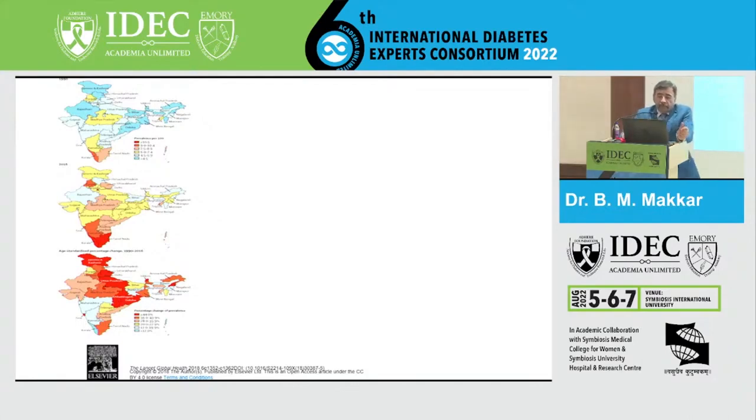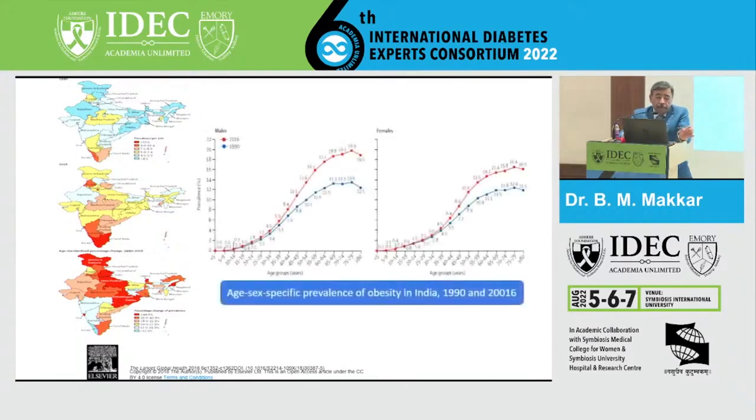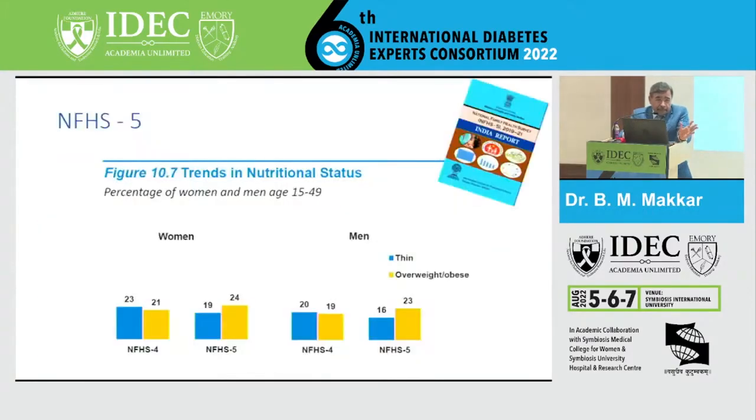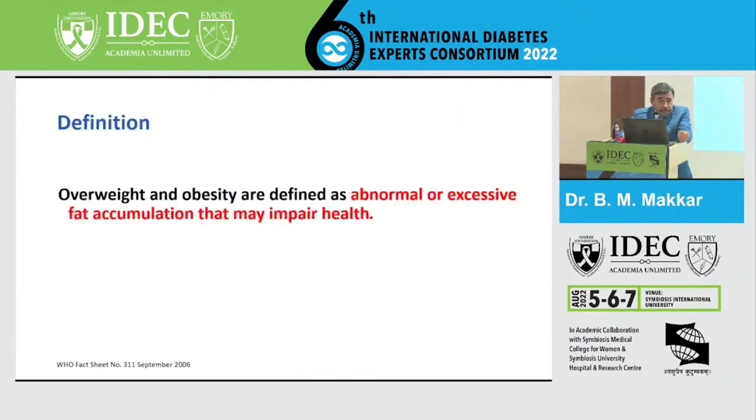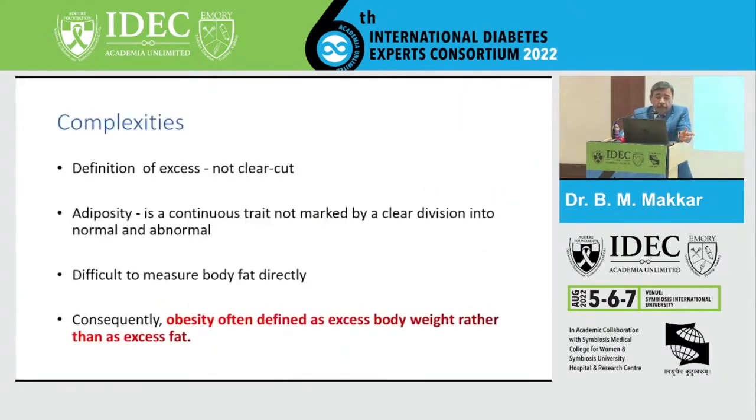Now, we know obesity is defined as abnormal or excessive fat accumulation that may impair health. So the definition does not define weight. It is abnormal or excessive fat that is associated with poor health. But the word obesity doesn't convey it. It is a complex subject. The definition of excess fat is also not clear. It is a continuous trait, not marked by a clear division into normal and abnormal.